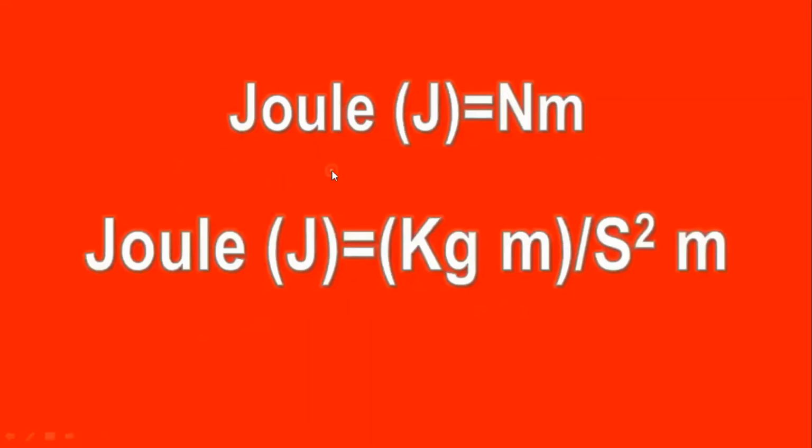Look at this, Joule. So Joule is Newton meter. Newton is the force, meter is the distance or displacement. If we are applying a force F, its unit is Newton, and under the influence of the applied force, if somebody is moving a distance of m meters, then definitely the work has been done.